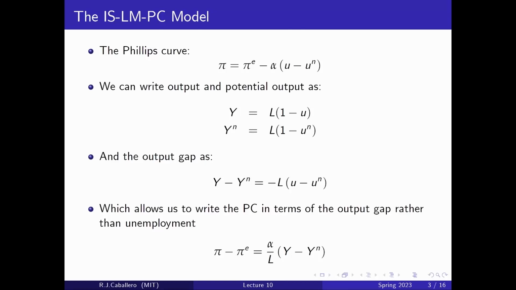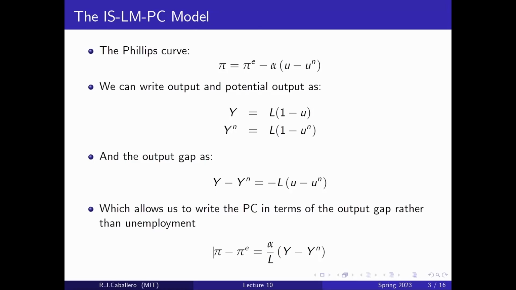So we went from the unemployment gap to an output gap. We did that just by noticing that output is equal to the labor force L times 1 minus the unemployment rate. Similarly, you can define potential output, or the natural output level, as L times 1 minus the natural rate of unemployment. Subtract these two, and you get that the output gap is equal to minus L times the unemployment gap. And so we replace this in that expression, divided by L, and we end up with a Phillips curve written in the form of an increasing function of the output gap.